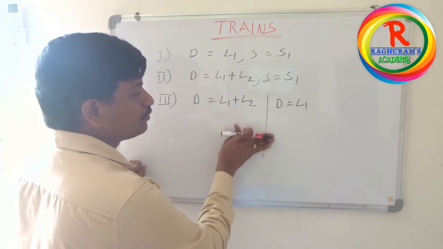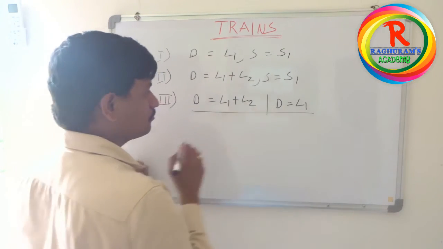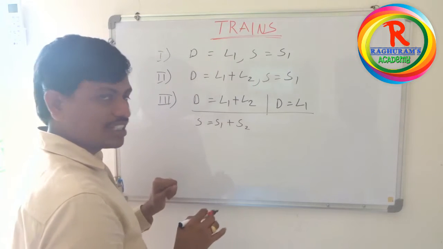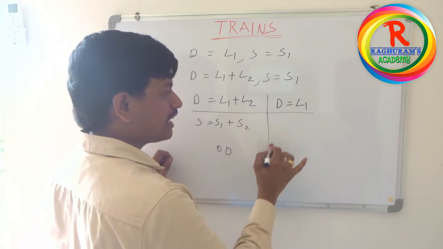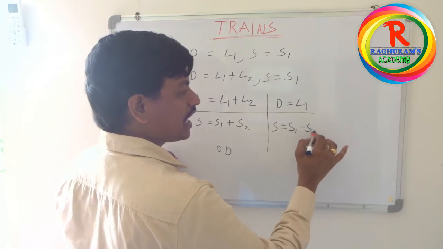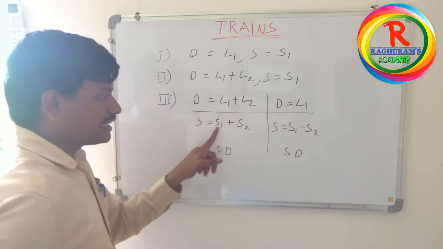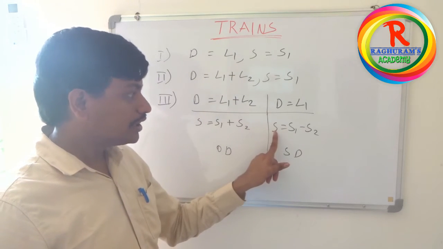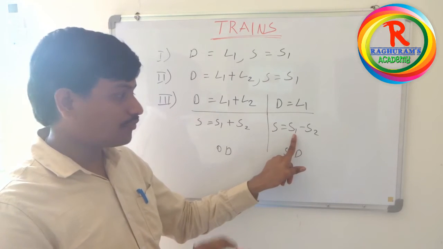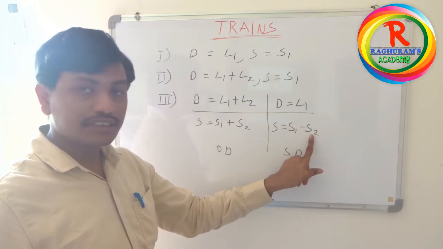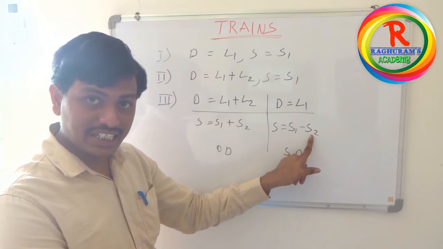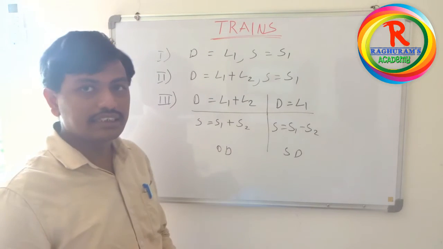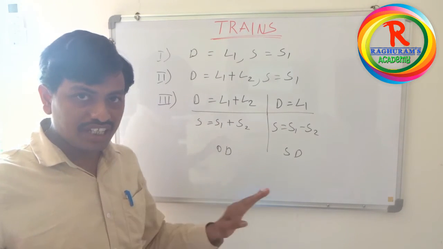And when it comes to speed, here speed is s1 plus s2 if it is in the opposite direction. In this case, s is s1 minus s2 if it is in the same direction. s1 is the speed of the train, s2 is the speed of the second train or object. Here s is the speed of one train minus the speed of the second train or object, so it's in the same direction. You just remember all these things, then the train problems are very easy.